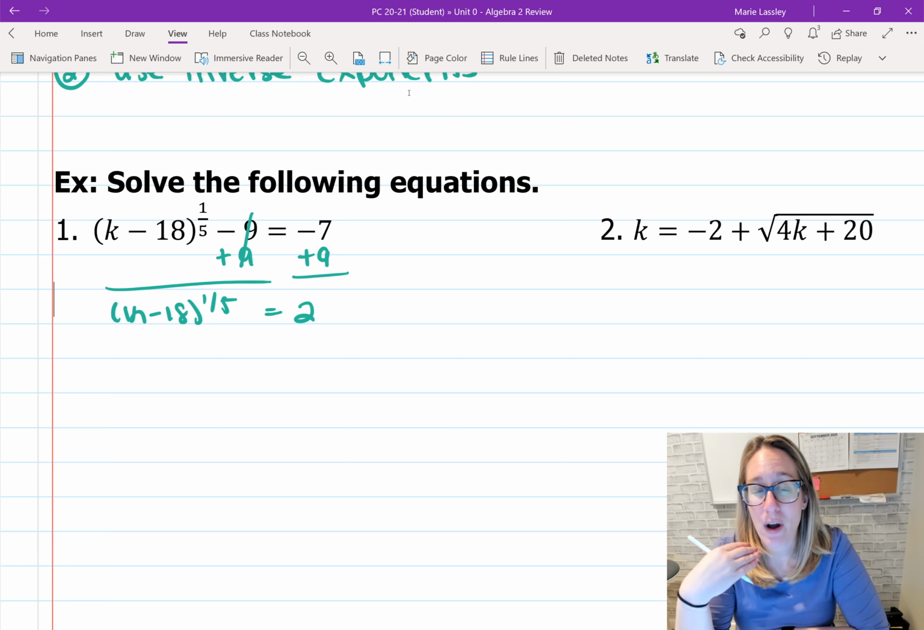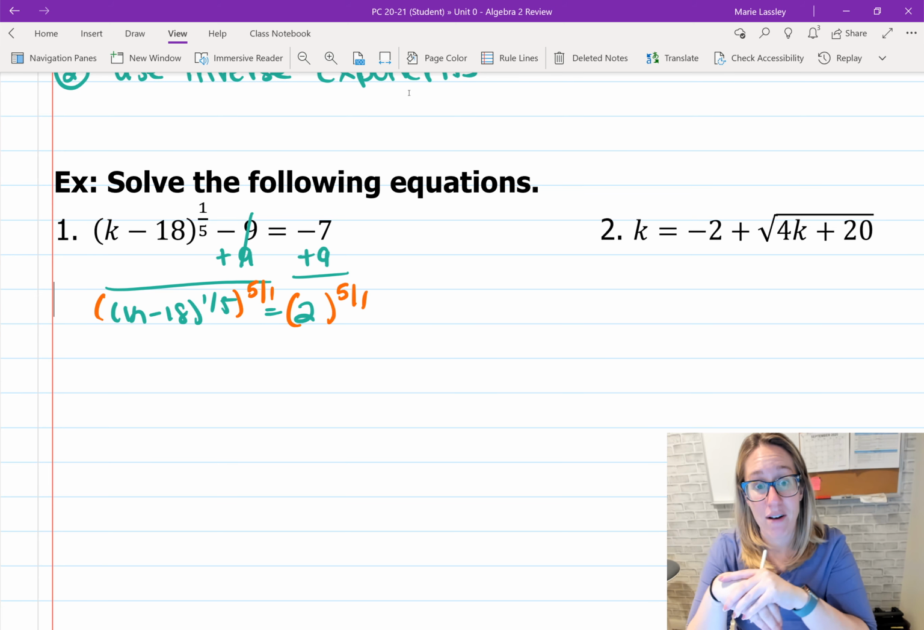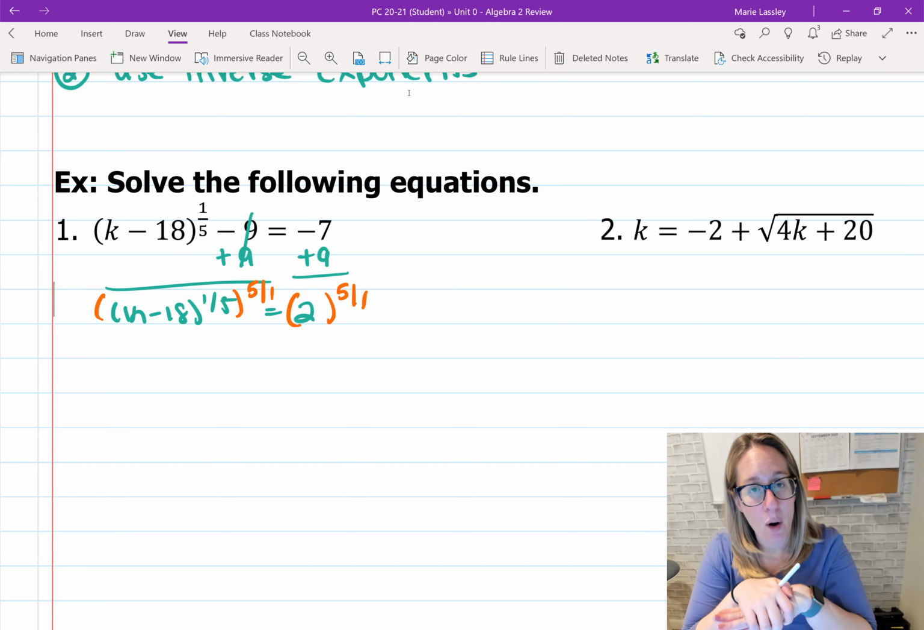All right, what that's going to do is it is going to kind of cancel out that 1/5. All right, so we are going to talk about exponent properties in our next video, but the main thing is when you raise an exponent to another exponent, you're going to multiply them, and 1/5 times 5/1 is 5 over 5, which simplifies to 1. So they are basically just going to cancel each other out.